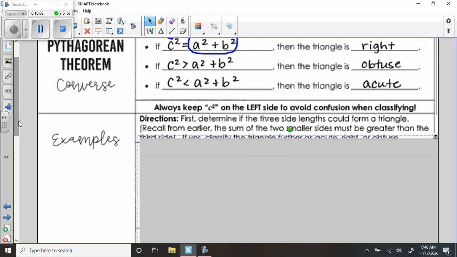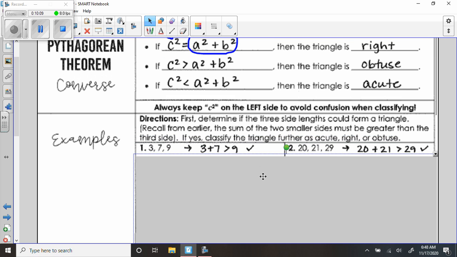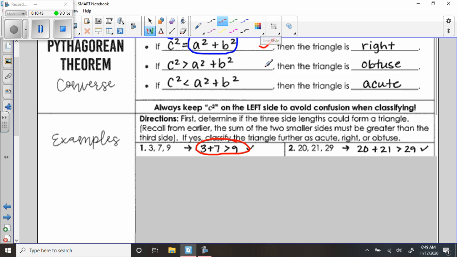So when I give you sides 3, 7, and 9, you always want to tell if it's a triangle first. And how do you do that? You have to do this little test first that I have here. You must take the two smallest sides, add them together, and they must be bigger than the third side. This is a triangle because 3 plus 7 is greater than 9. So we can test if it's right, obtuse, or acute.